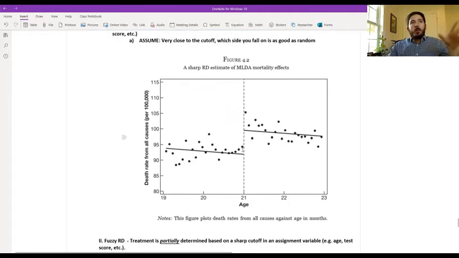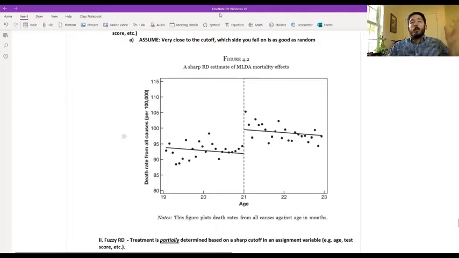Here's an example. We've got a sharp RD estimate of the minimum legal drinking age on mortality. This is the death rate from all causes per 100,000, and you have that 21st birthday right there. The basic idea is people just below age 21 look a lot like people just above age 21, except people above age 21 are able to legally drink. And you see this bump up in mortality as a result of that. So that's a sharp RD.